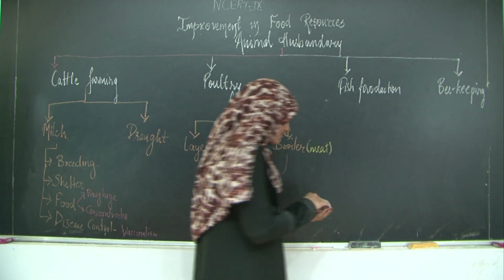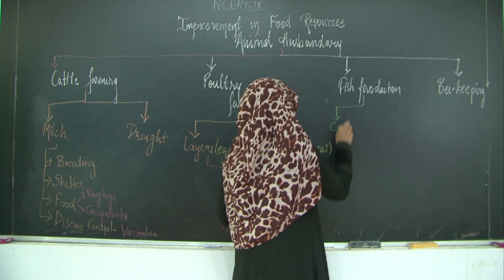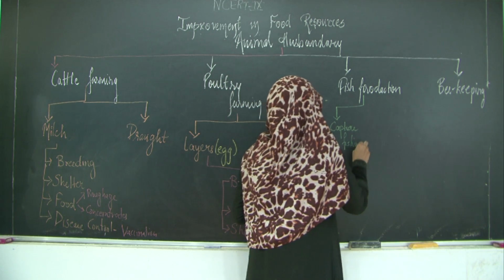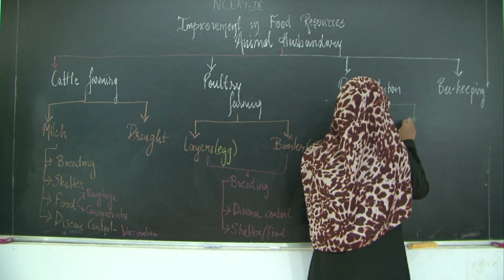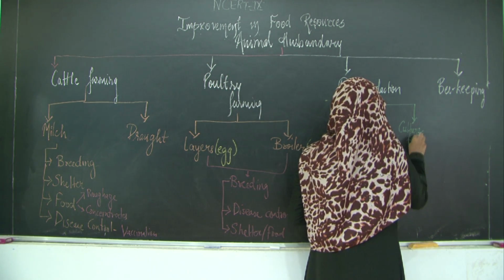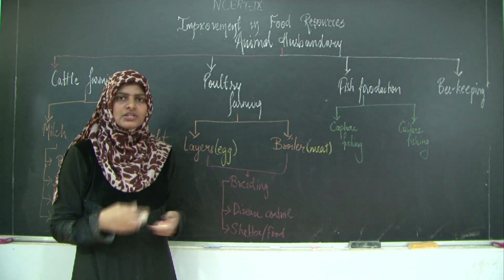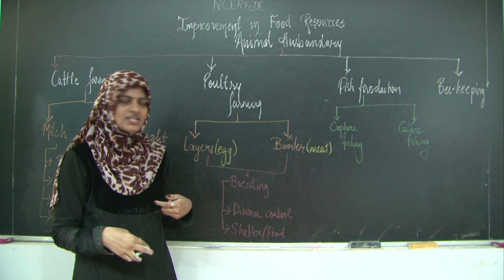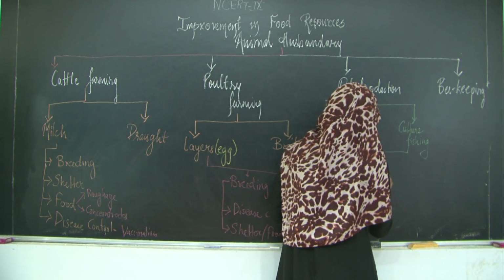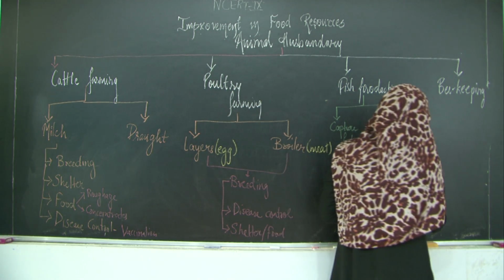Going to the next one, fish production. It can be either capture fishing or culture fishing. Capture fishing is simply going and capturing fish with the help of a net. So, it can be either inland, that is freshwater fishes which are captured, or marine fishes. Culture fishes can be 2 types, mariculture and aquaculture.